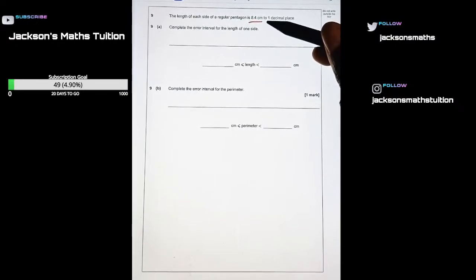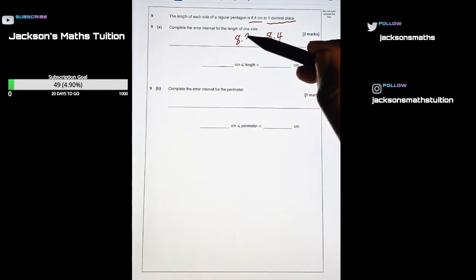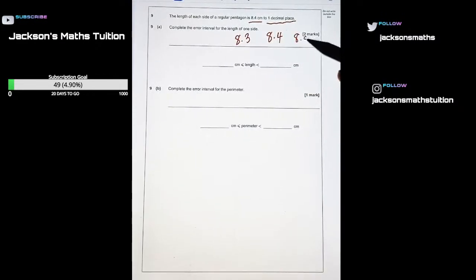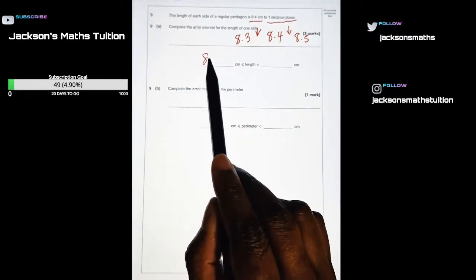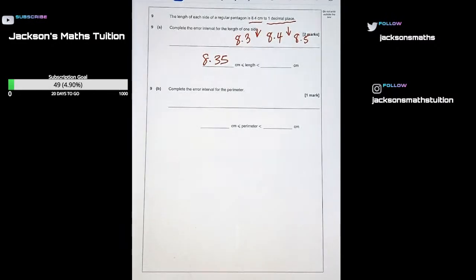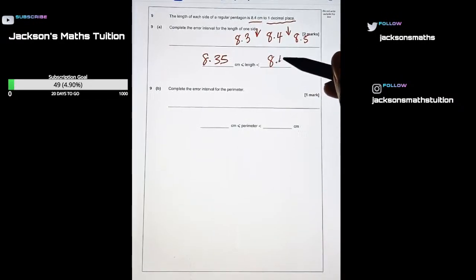So for this, the degree of accuracy is 1 dp. So you're just going to increase your number by 0.1 and decrease it by 0.1, and then you find halfway between. So 0.1 less than 8.4 is 8.3, and 0.1 above is 8.5. Now you find halfway between those. So halfway between 8.3 and 8.4 is 8.35, and halfway between 8.4 and 8.5 is 8.45. So that's your error interval. Yes, this is a crossover question.